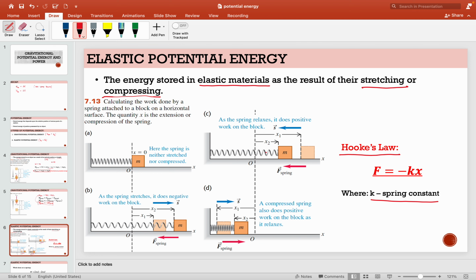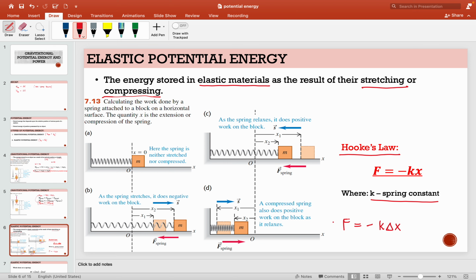Now, this x is the position of your spring. If we have an initial and final value for position, we can also write Hooke's law as F is equal to negative k times delta x. Again, delta means the final value minus the initial value. So delta x is the final position minus the initial position. Okay. So what is the negative in this formula of Hooke's law?